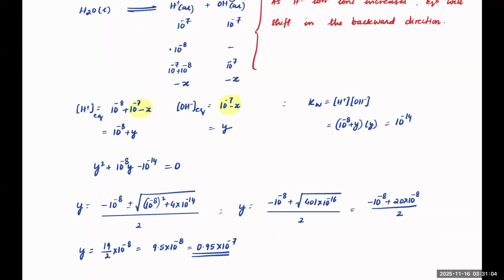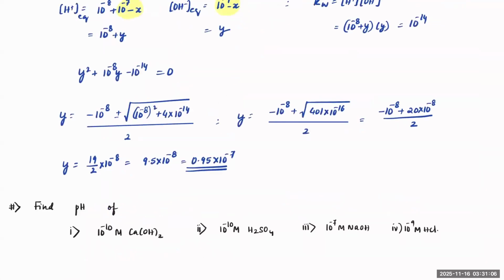Now check out what is the H plus ion concentration, everybody. So H plus ion concentration will be equal to 10 raised to power of minus 8 plus 9.5 into 10 raised to power of minus 8, which is equal to 10.5 into 10 raised to power of minus 8, or simply 1.05 into 10 raised to power of minus 7.